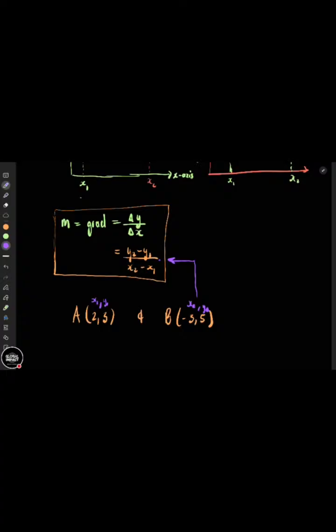Can you see my screen? Yes, I think it's good enough.